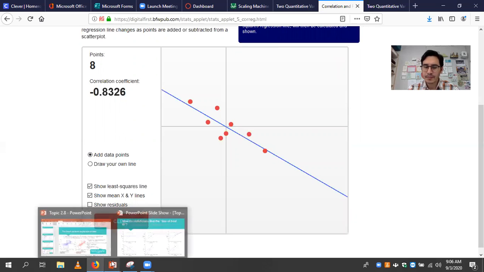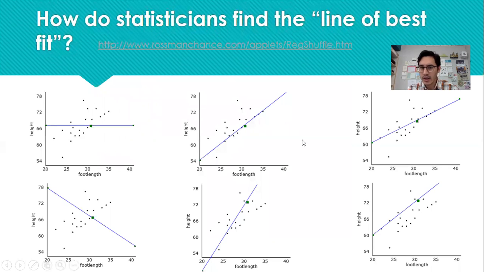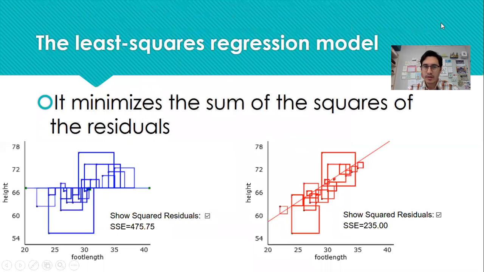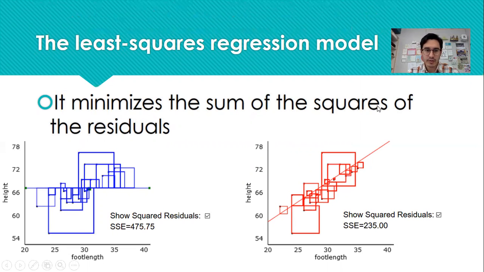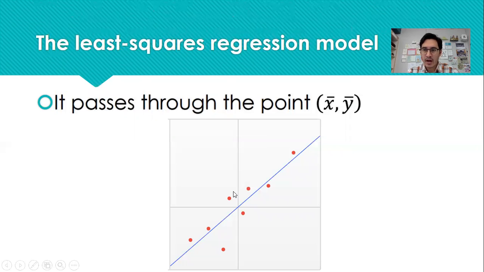All right, so let's return to the slides. The least squares regression model will minimize the sum of the squares of the residuals. On the left, I have that baseline, just a horizontal line where the squares are pretty large. And then on the right in red, we have the least squares line. This is the one that minimizes the sum of the squares. We mentioned how the least squares regression line will always pass through the average X and Y coordinates.